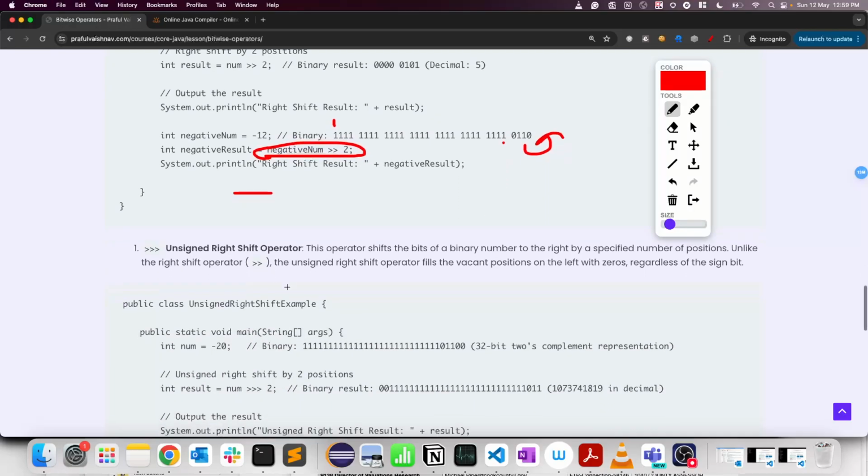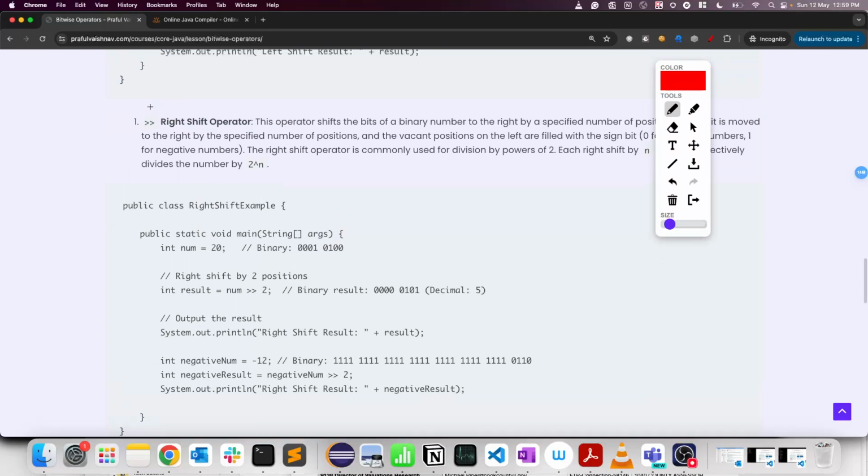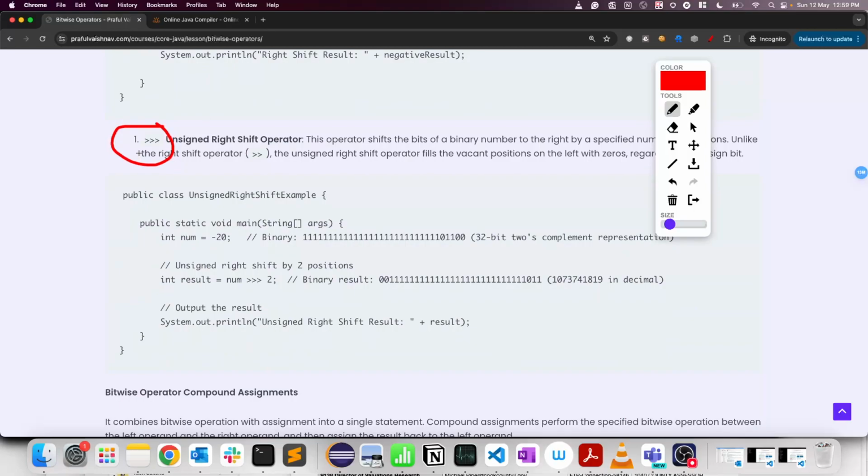We can test this. The last one is the unsigned right shift operator. Why do we use it? Let's suppose we want to shift the bits of a binary number to the right, but we always want to fill the vacant positions with zeros. Whatever the sign bit is, if we always want to fill with zeros, we will use this unsigned right shift operator with 3 arrows. In the right shift operator there were only 2 arrows, but here there are 3. So regardless of the sign bit, the left vacant positions will always be filled with 0.